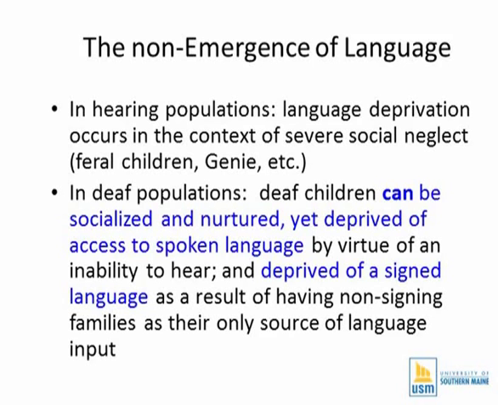So let's talk about the non-emergence of language. In hearing populations, language deprivation occurs in the context of severe social neglect. So we have feral children, we have children like Jamie. Deaf populations are unique because deaf children can be socialized and nurtured, but they can also be deprived of access to a spoken language by virtue of their inability to hear, but also if their families are hearing, which is often the case in the United States and in Europe, for 94 to 96% of the population. You've got hearing parents with deaf children. So these kids can be isolated from a sign language as well, and often are.